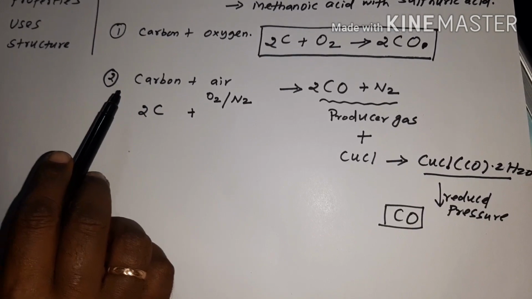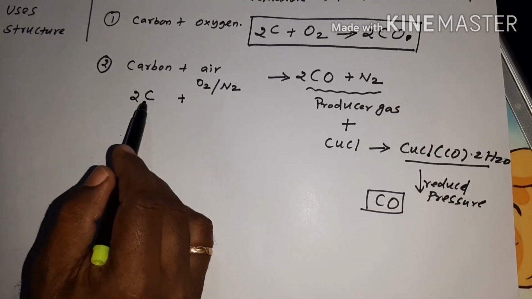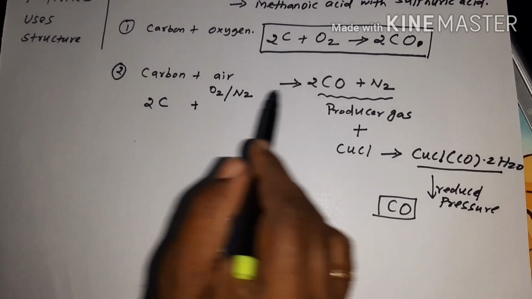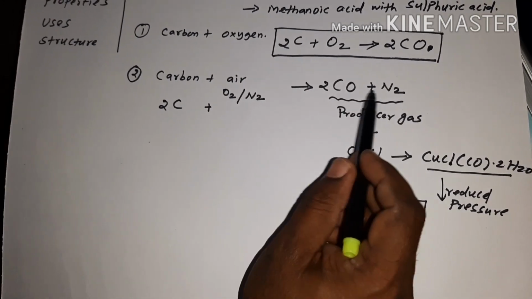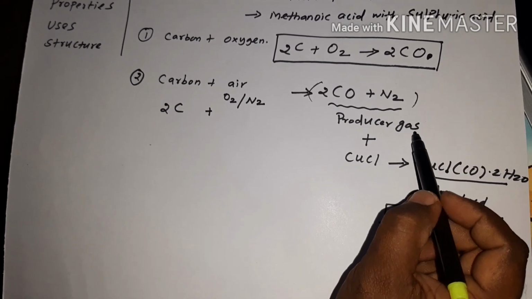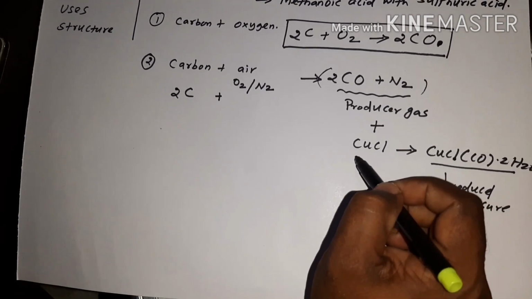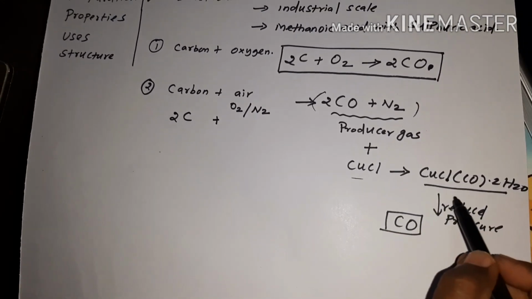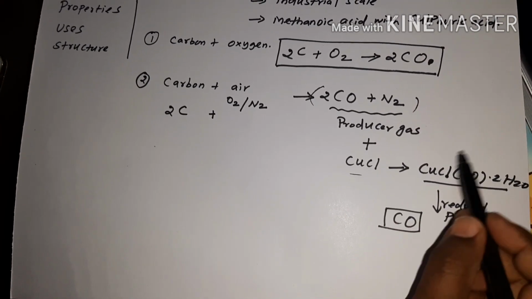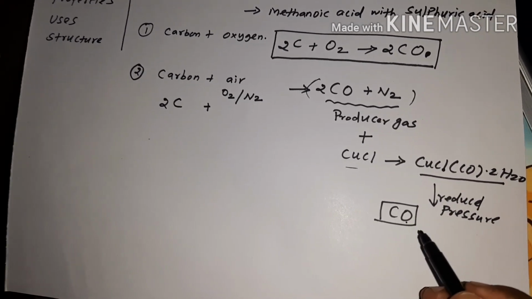So the second method is an industrial scale production method. Here we treat carbon with air. This air contains nitrogen and oxygen. We get a mixture of carbon monoxide and nitrogen. This mixture is called producer gas. Then this producer gas reacts with copper 1 chloride solution. We get a compound, CuCl.CO.2H2O. This compound again is treated under reduced pressure. We get carbon monoxide.